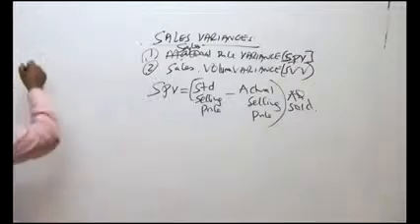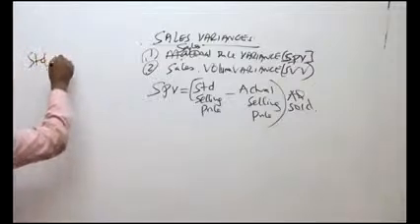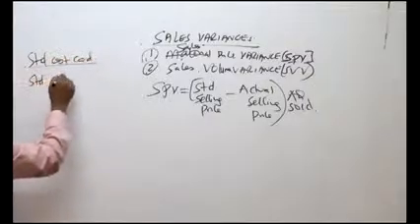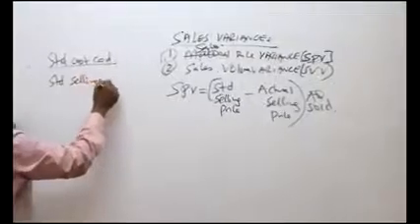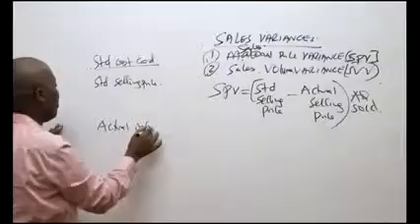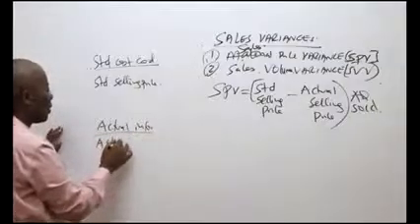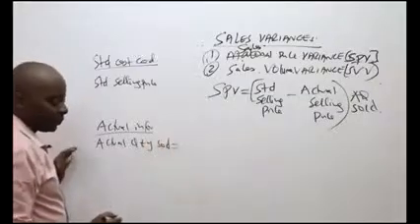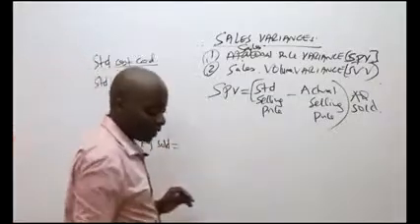So please go to the standard cost card. You'll be able to see the standard selling price. And then in the actual information, you'll be able to see the actual quantity sold.